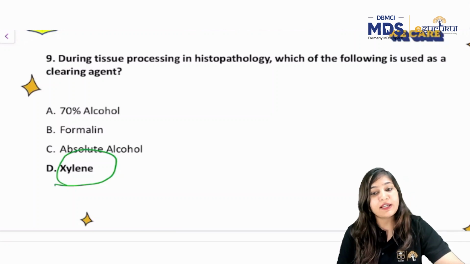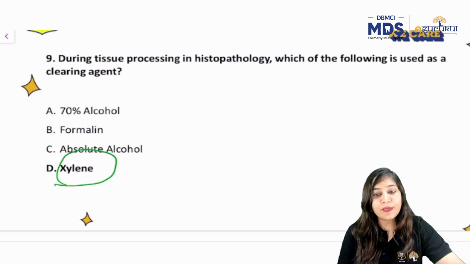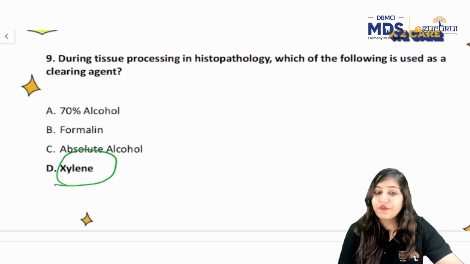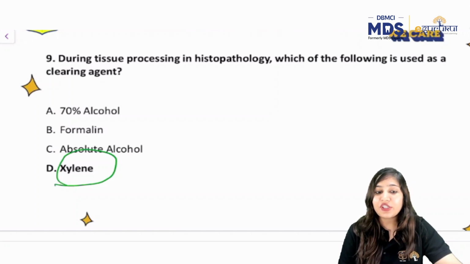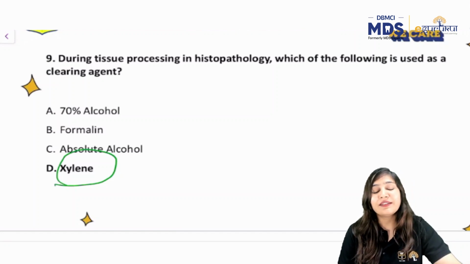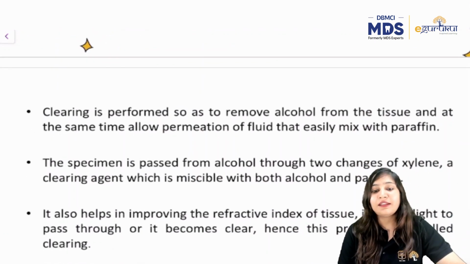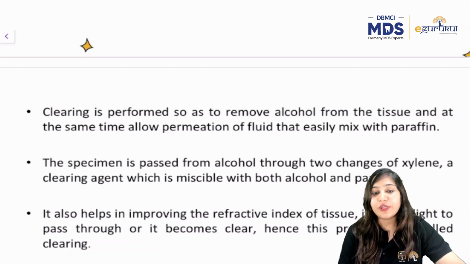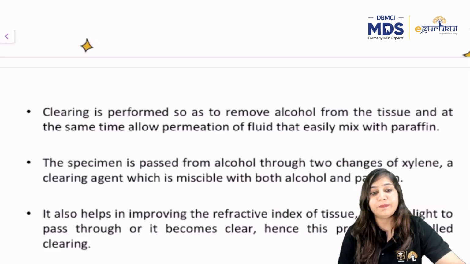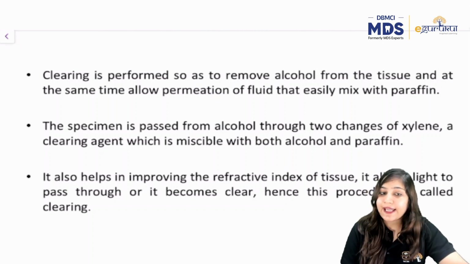This is also an important MCQ question. Which is the most commonly used fixative? 10% buffered formalin. Absolute alcohol again for dehydration. Xylene remains. So it is used as a clearing agent. What is clearing? Mainly removal of alcohol from the tissue. At the same time, allow the permeation of fluid that easily mix with the paraffin. Specimen is passed from alcohol through 2 changes of xylene.